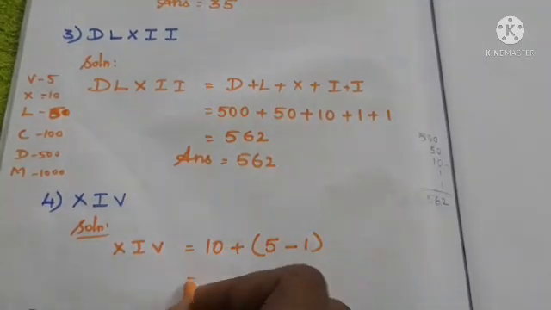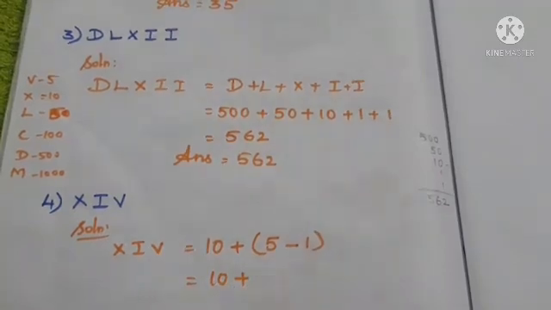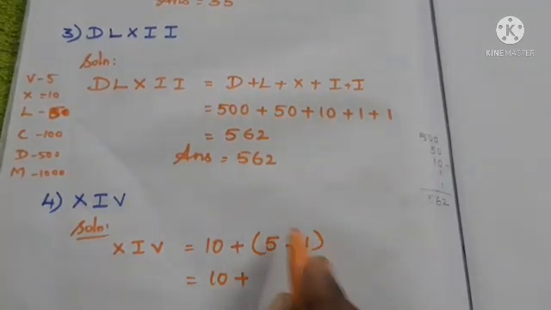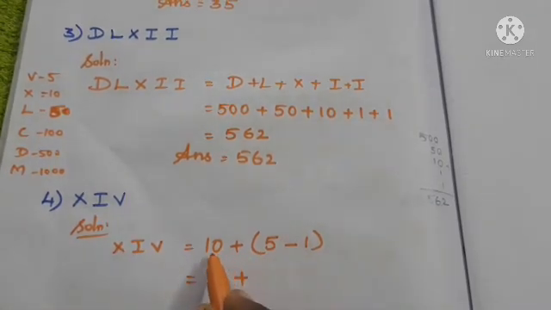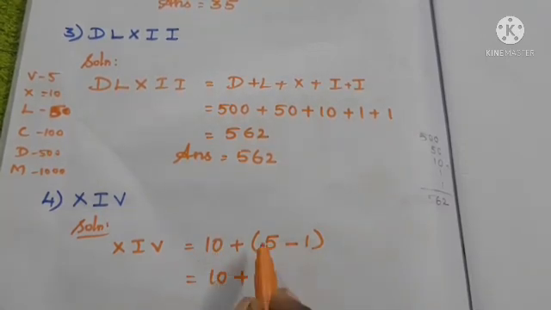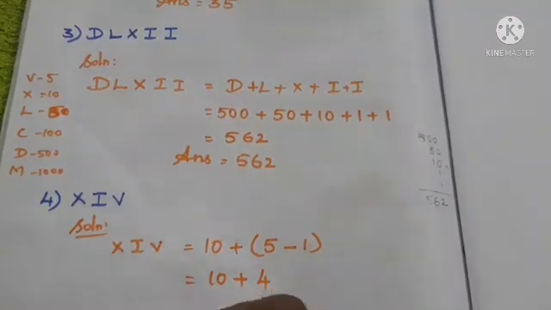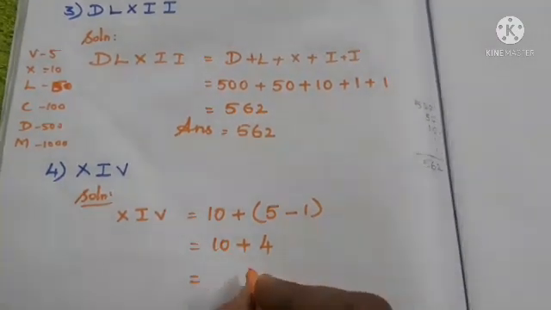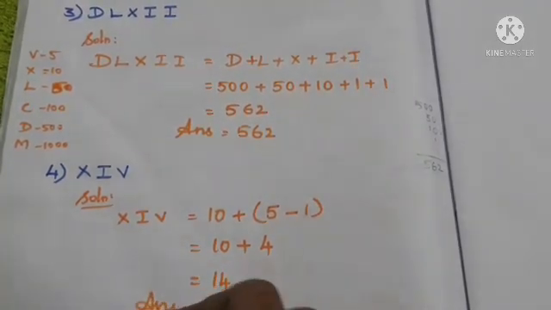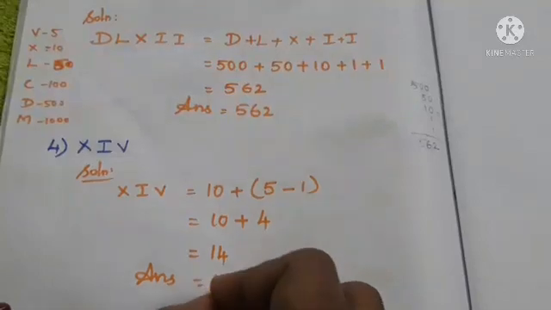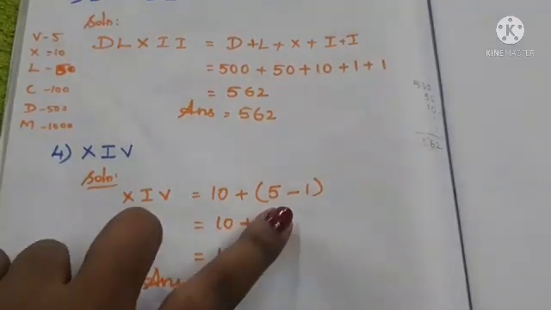So we can write 10 plus, and in the bracket first we have to subtract 5 minus 1. Don't add 10 plus 5 then minus 1, that's wrong. In the bracket only you subtract. 5 minus 1 is 4. Next we add 10 plus 4, which is 14. So our answer is 14. Understood? This is according to the second rule we have written.